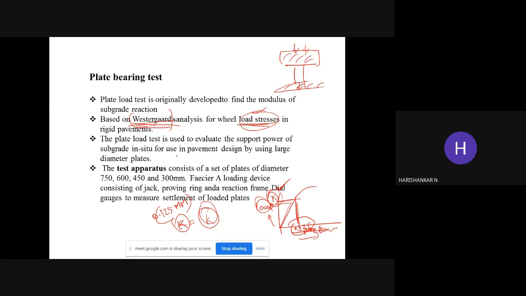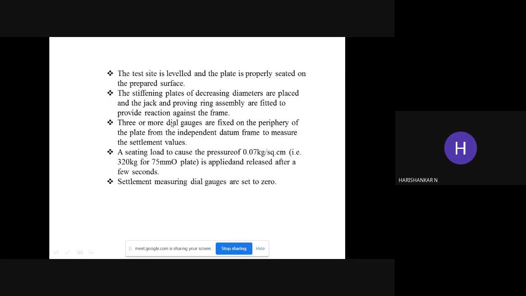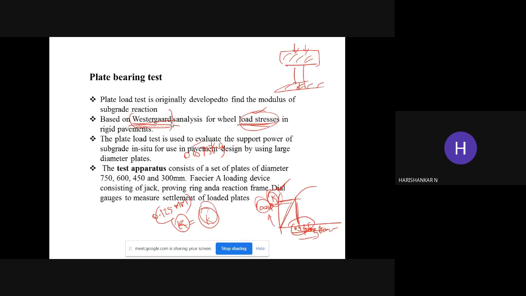Here a seating load of 0.07 kilogram per centimeter square we have to apply first. Usually it's a 75 centimeter diameter area. With that area of 75 centimeter diameter, you can apply 320 kilogram. Once you apply 320 kilogram, then it will be 0.07 kilogram per centimeter square. This load should cause 0.25 mm average settlement, so there should be 0.25 mm per minute.